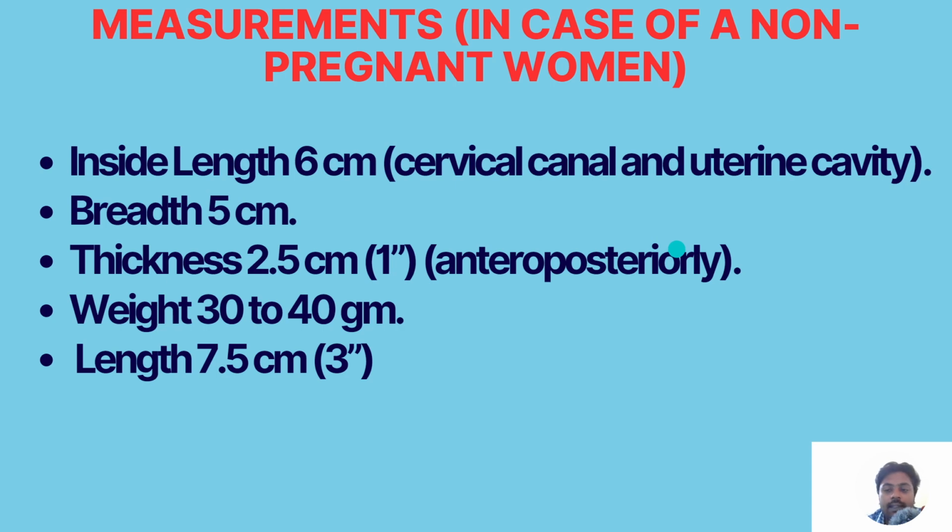Measurements in non-pregnant women: the length is 6 centimeters from cervical canal to uterine cavity, and thickness is 2.5 centimeters, weighing about 40 grams, and the length is about 7.5 centimeters.